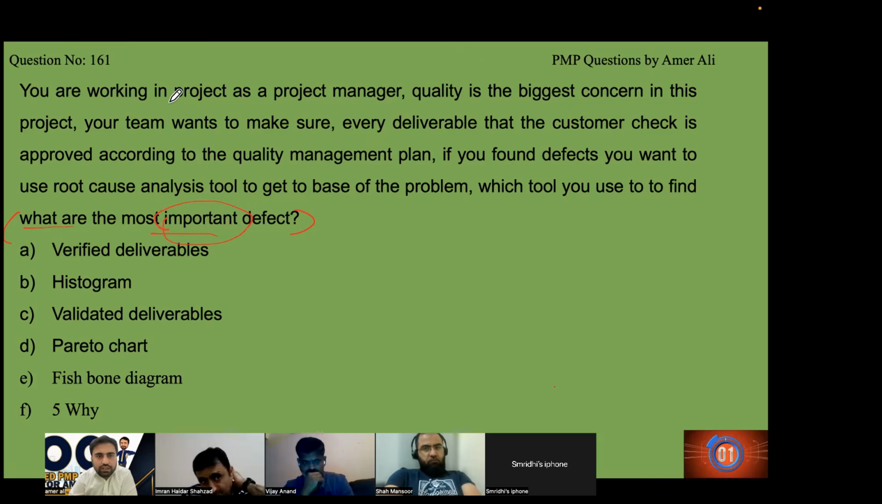You are working on a project as a project manager. Quality, so this is the keyword. As I said, keywords are very important to identify. Quality is the biggest concern in the project. Your team wants to make sure every deliverable to the customer is checked and approved according to the quality management plan. If you find a defect, you want to use root cause analysis to get to the base of the problem. Now, this was the entire question, but the real question is only this: which tool do you use to find what are the most important defects?